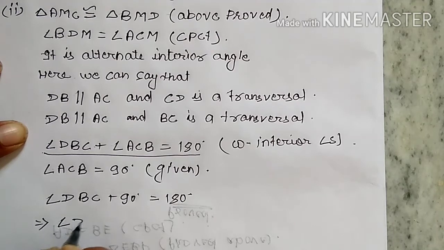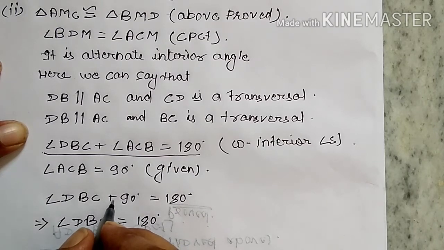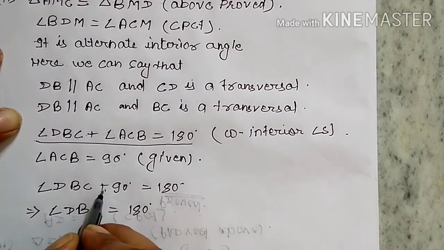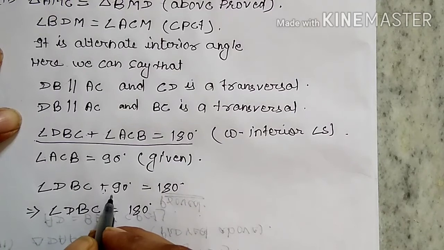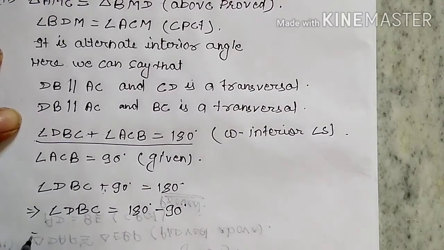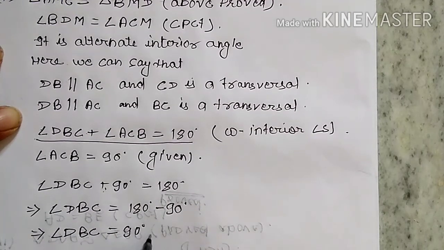Then angle DBC is equal to 180 degrees minus 90 degrees. It is plus, so when we send it to the other side of the equal sign, its sign changes. After changing its side, it becomes minus 90 degrees. After subtracting, angle DBC is equal to 90 degrees. It is also proved.